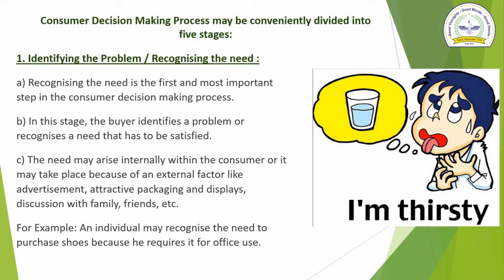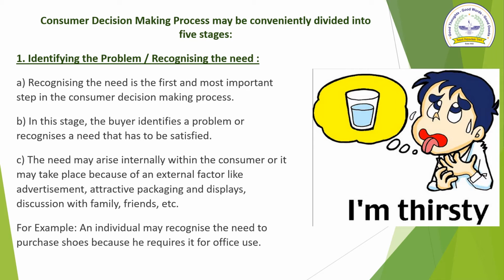In this step, the buyer understands that he has a need for a particular product, and when he feels that he has a need for a particular product, he buys that product, consumes that product, and then the buyer is satisfied. So in our example, this boy is thirsty, he wants to drink water, and if this boy purchases the water and drinks the water, then his need is satisfied. The need may arise internally within the consumer, or it may take place because of an external factor.